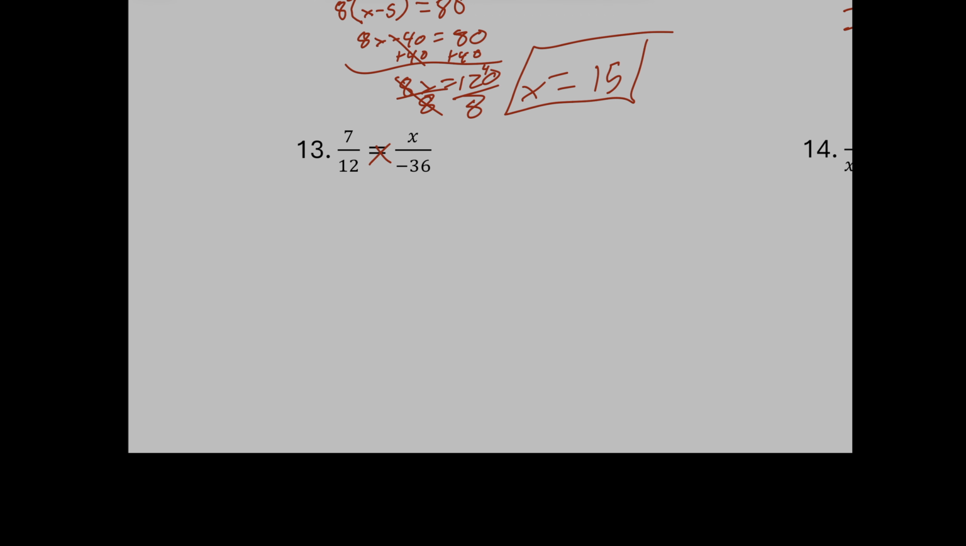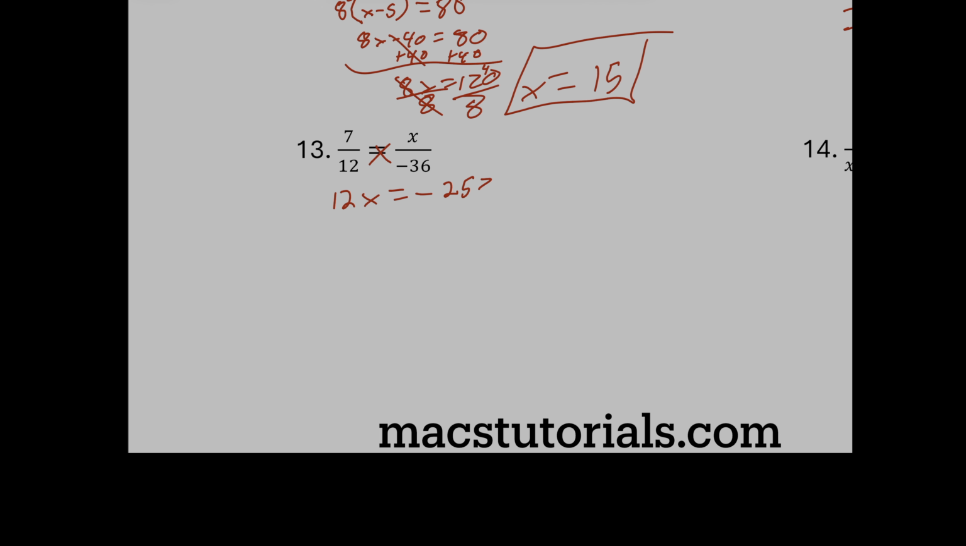Here we go. I'm going to use a calculator for this one. I'm going to let you know that right now. 12x equals a negative, because I have negative times positive, and 36 times 7 equals 252. Now I'm going to do the division without a calculator though. X equals negative divided by positive is negative. 12 goes into 25 twice with 1 left over. 12 goes into 12 once.